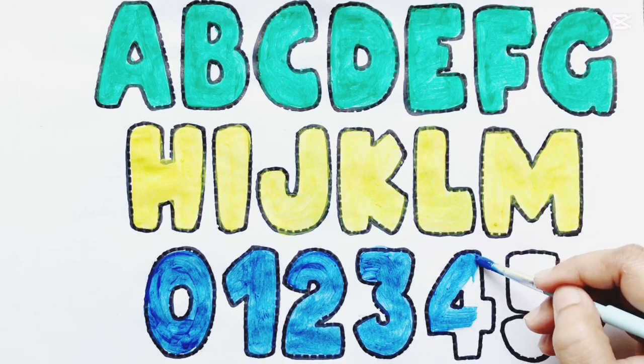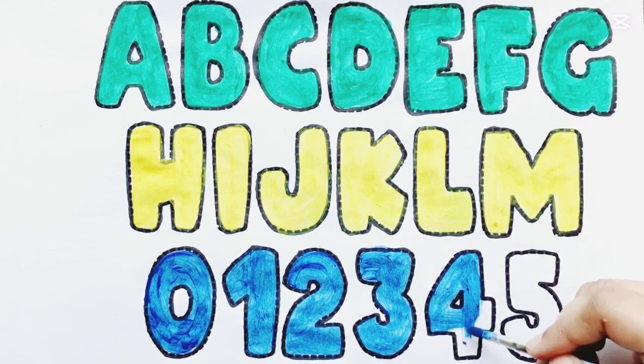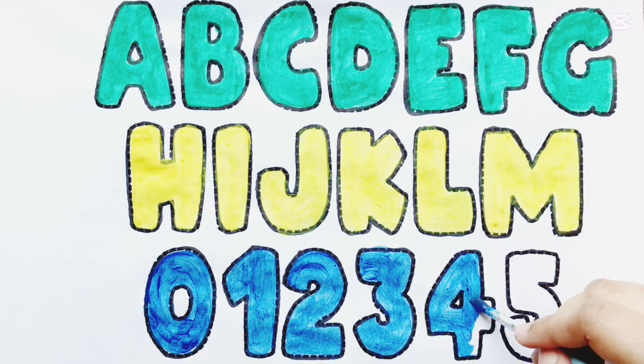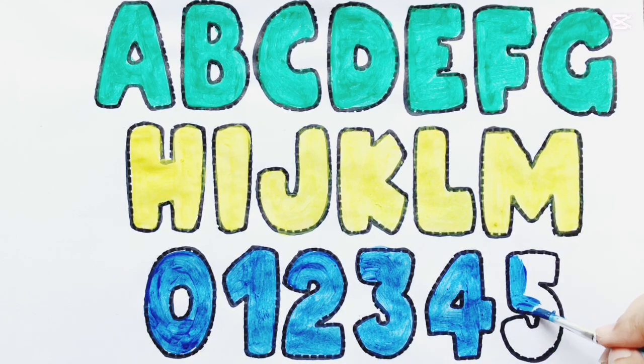Let's see a list of words that start with the letter A. Apple, angel, address, animal, answer, and number 5. Autumn, ambulance, airplane, arrow, alligator.